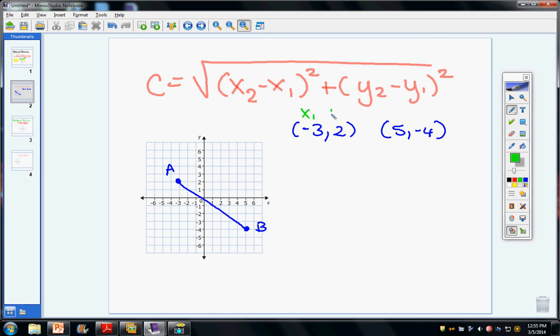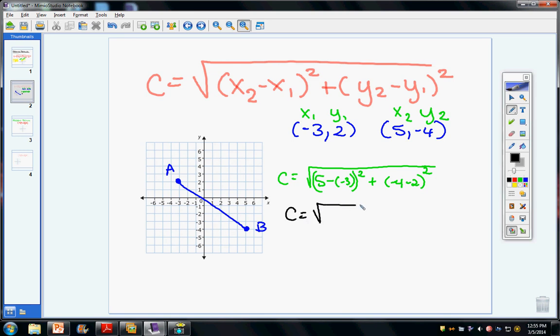Typically, you just go in order that you see it. Again, it doesn't really matter. But we're just going to go through and plug everything in, okay? So c is equal to the square root of x2, which is 5, minus x1, which is -3, and that difference we are going to square. And then we have y2, which is -4, minus y1, which is 2, and that difference is going to be squared. So I'm going to go through the process of simplifying this.